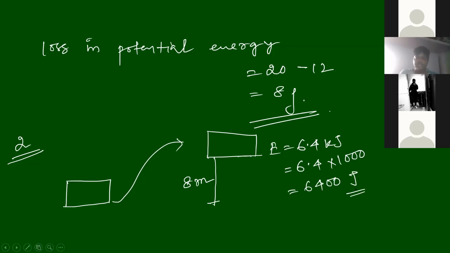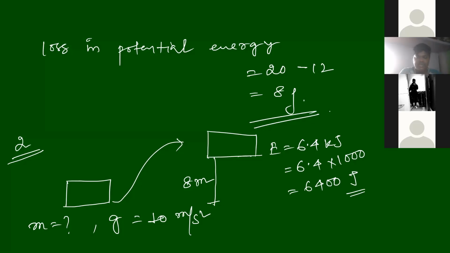So the energy that is required to take the box to a height of 8 meters is 6400 joule. Now in this case, you have to find out the mass of the box. Here, the value of g is given as 10 meter per second square. Whenever I'm putting an object at some particular height, I am doing work against gravity. So the work done against gravity is equal to mass into gravitational acceleration multiplied by height.